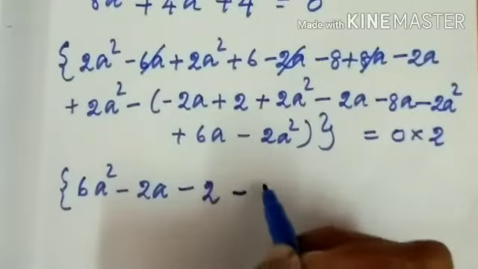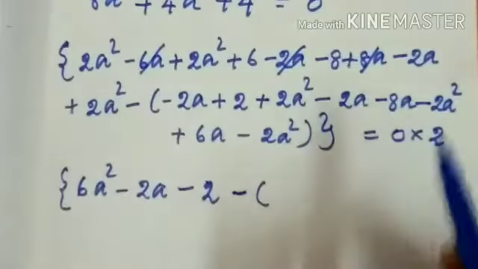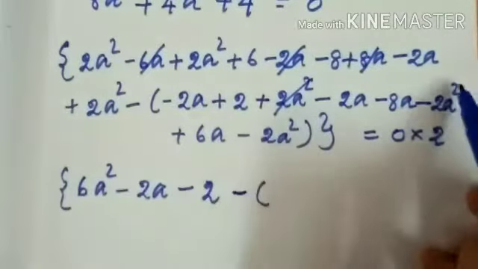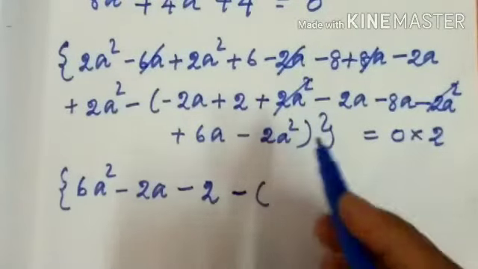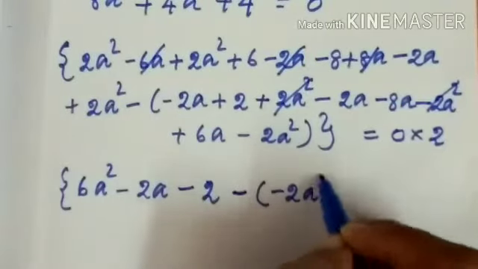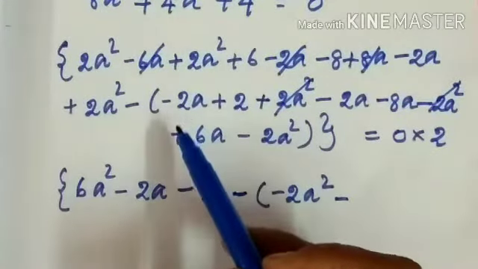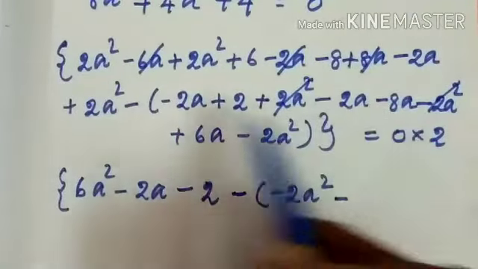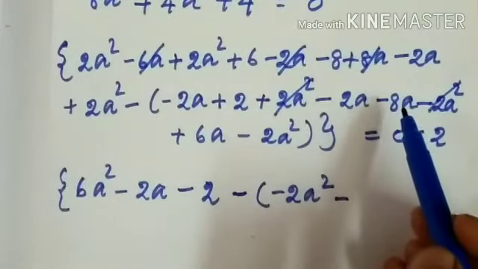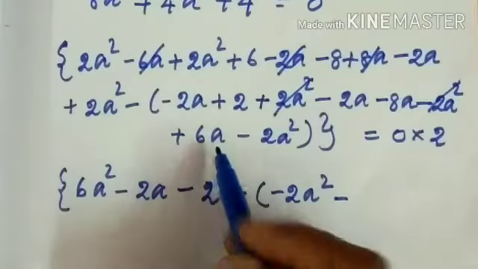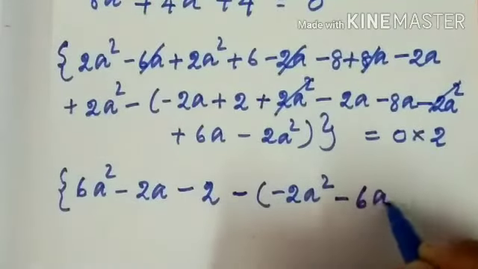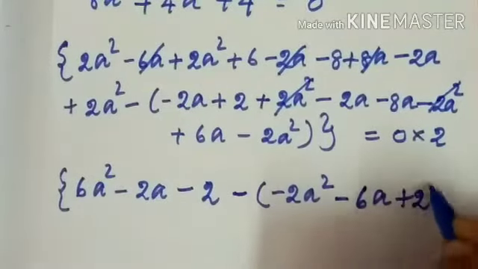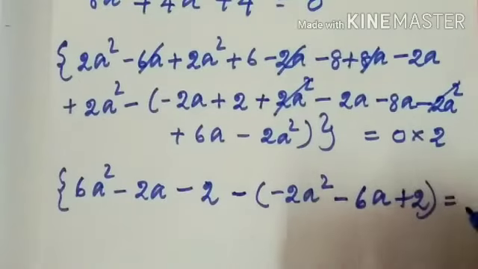Then minus of, now you simplify inside the bracket term, that is plus 2a squared minus 2a squared cancel and get 0. Then the remaining a squared term is minus 2a squared. Now you have to simplify the a term, minus 2a minus 2a minus 8a. Add this means we get minus 12a plus 6a is minus 6a. Then constant term plus 2 is equal to 0 into 2, 0.